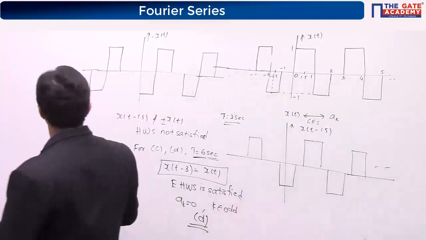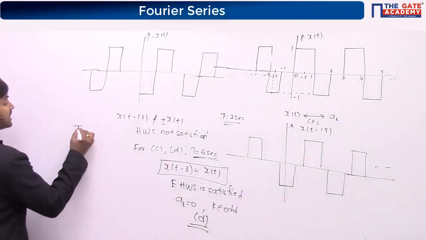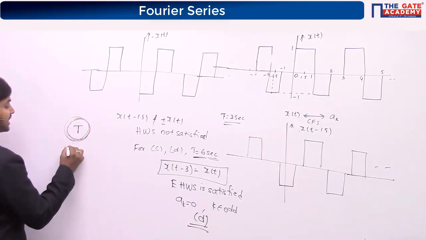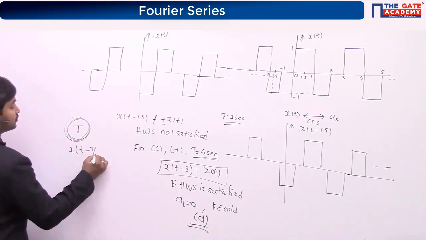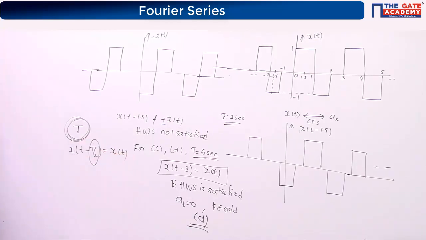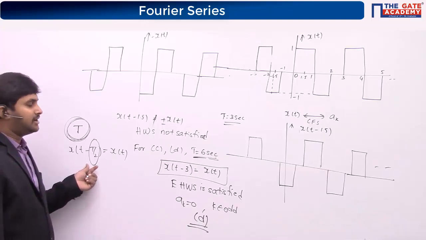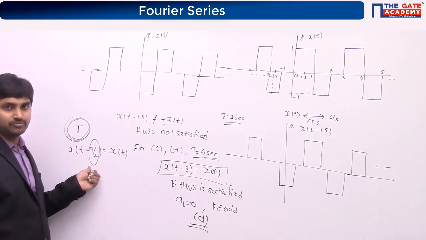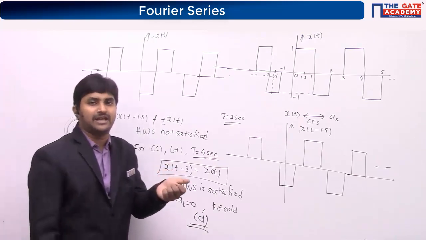Why? If you say T is the fundamental time period, and x of t minus T by 2 is equal to x of t, then T by 2 would be the period. If you are shifting by half its time period and it is equal to x of t, then T by 2 should be the fundamental time period. Yes or no?